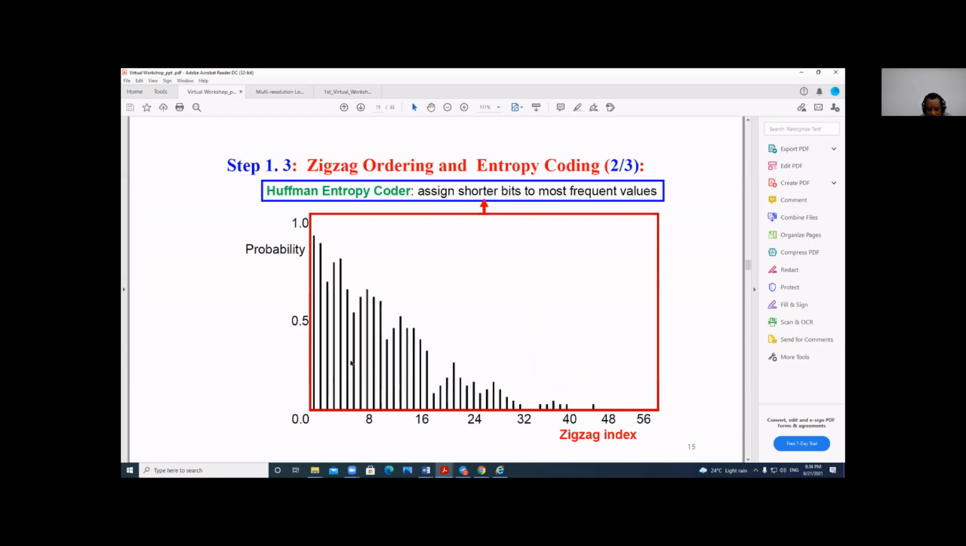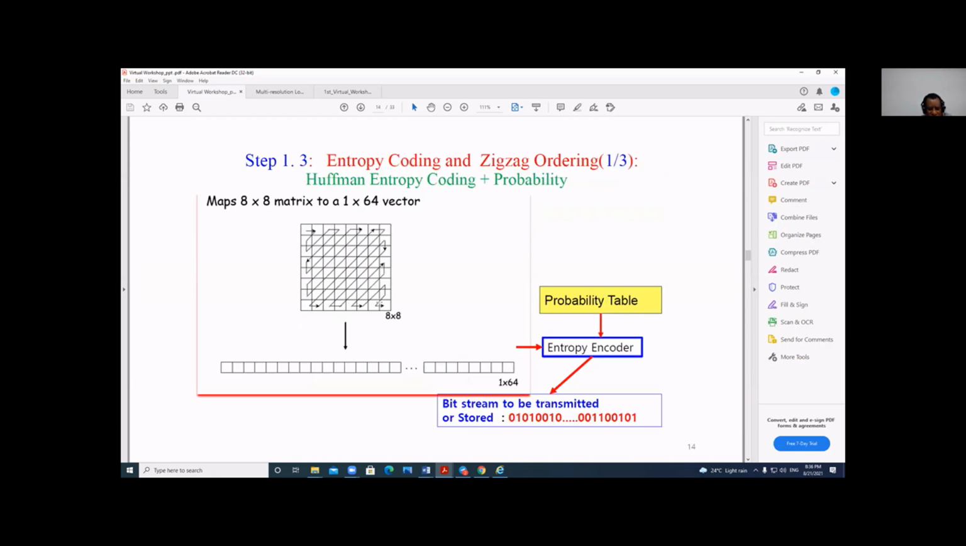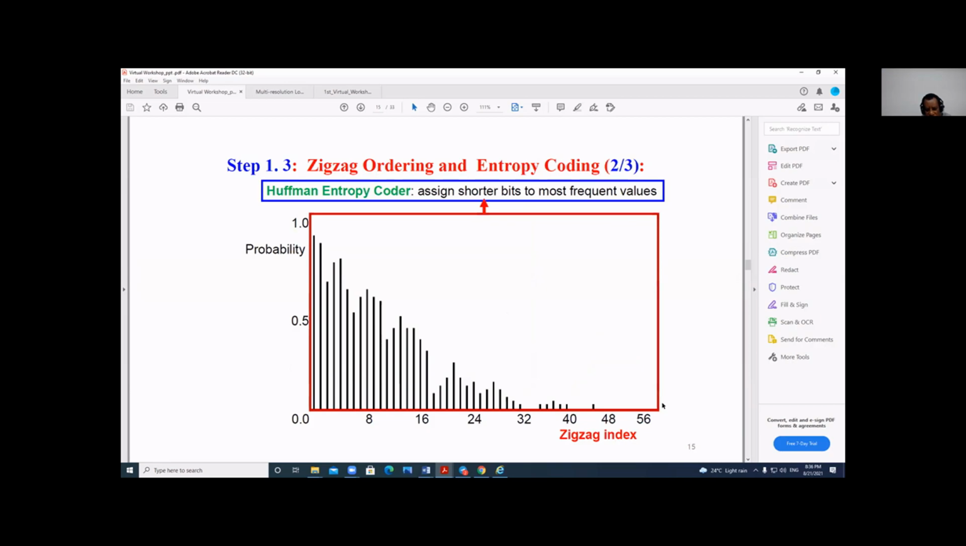If we see these values as index from 0 to 64 here, and if you see the probability distribution, it looks like this. So that means we will have different probabilities. For these types of values, we have to assign a small number of bits because they occur many times. But for these, we can assign long bits, no problem, because they will occur rarely, so they will not occupy much space. So we have to assign short bits to the most frequent values. This probability distribution will be an input for the entropy coder.